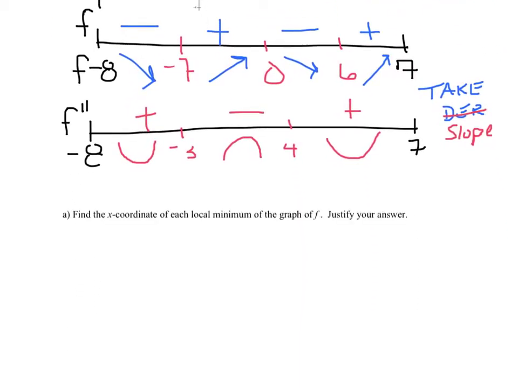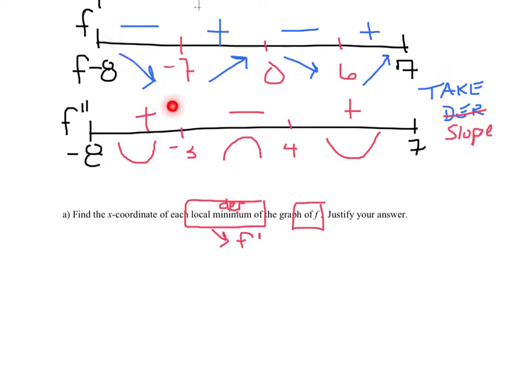Letter A. Find the x-coordinate of each local minimum of the graph and justify your answer. Alright, so here's the calculus term popping out of the page. I want a minimum. When I find maxes and mins, increasing and decreasing, I am looking at the derivative. And who do they want it of? F. The derivative of f means look at f prime. So all I'm going to do is go to the sign chart of f prime that I made and see when I have a min.